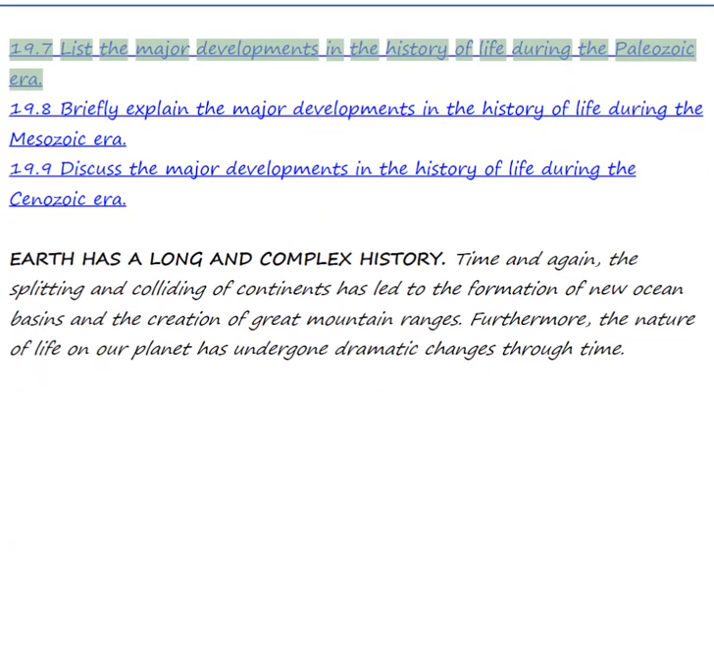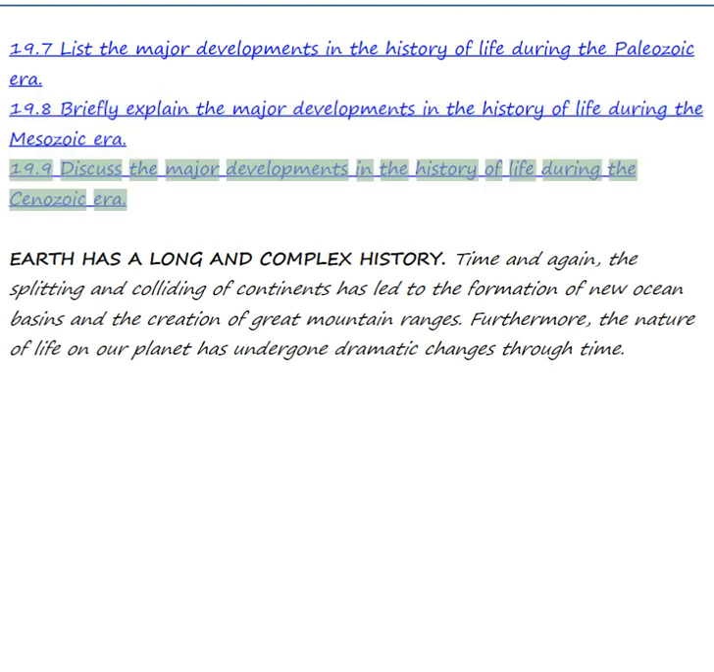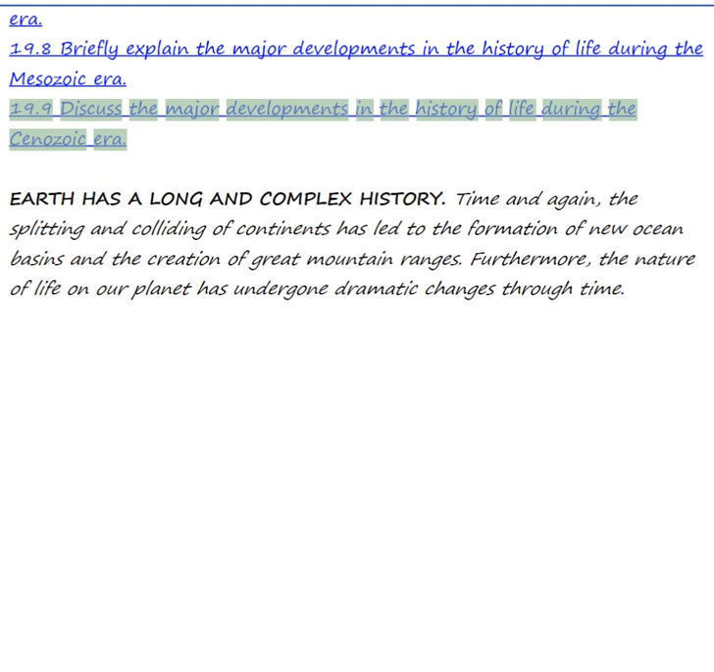19.7 List the major developments in the history of life during the Paleozoic era. 19.8 Briefly explain the major developments in the history of life during the Mesozoic era. 19.9 Discuss the major developments in the history of life during the Cenozoic era.